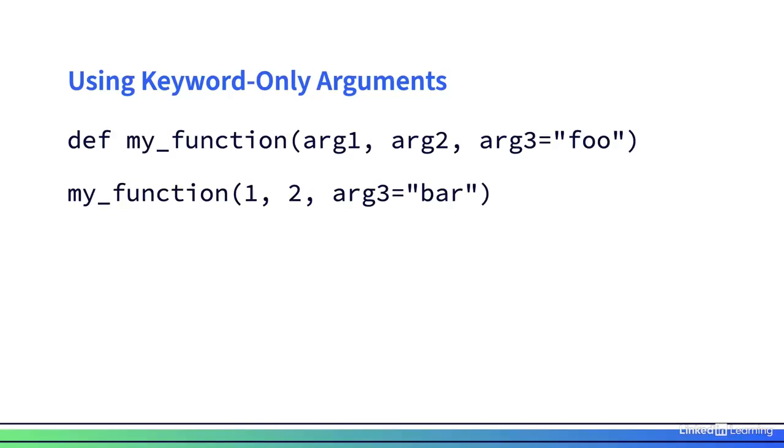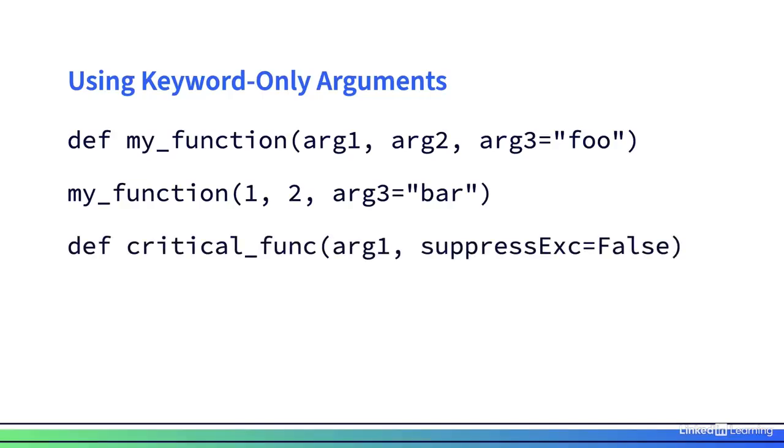In some cases, however, you may want to require that callers of your particular function specify arguments using keywords in order to provide better readability of the code. So, for example, let's suppose we have a function that performs a critical operation, and it provides an option to suppress exceptions. So one way to write the function definition would be to specify a regular argument and have it default to a certain value like you see here.